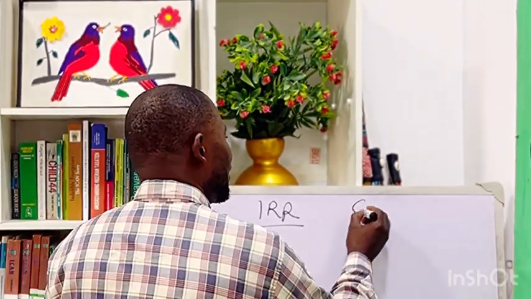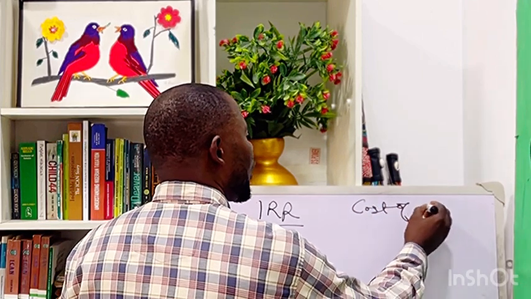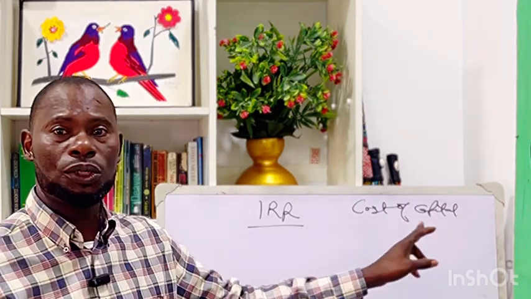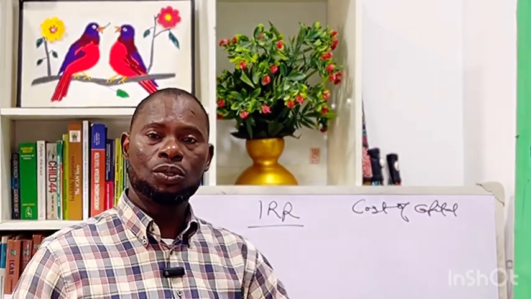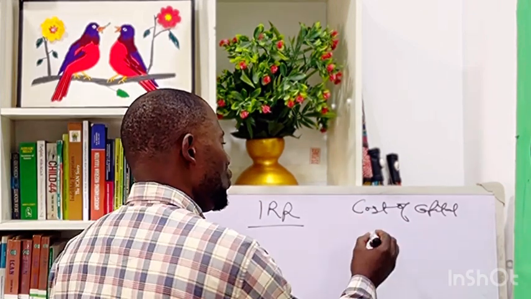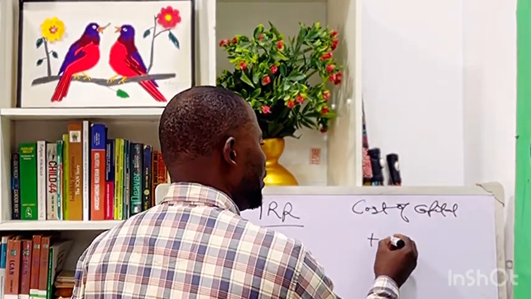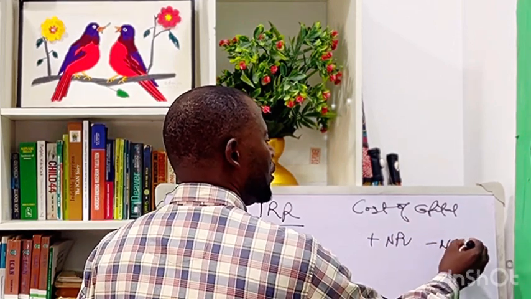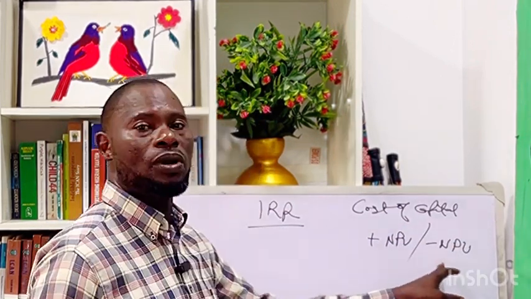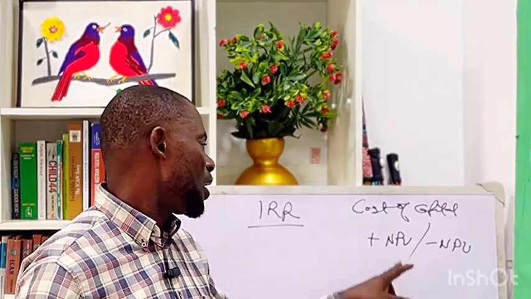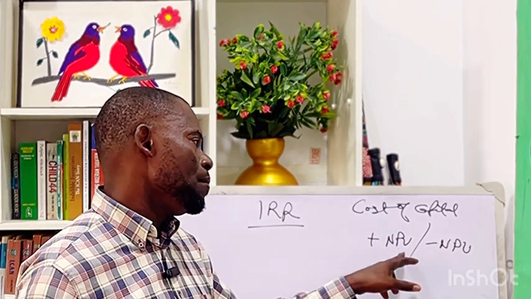Usually in an examination, we are given the cost of capital. Now, if you are given the cost of capital, you are expected to calculate the NPV for that cost of capital. It could give you a positive NPV or a negative NPV. It could give you any of this. Usually in examination questions, you get to have a positive NPV.